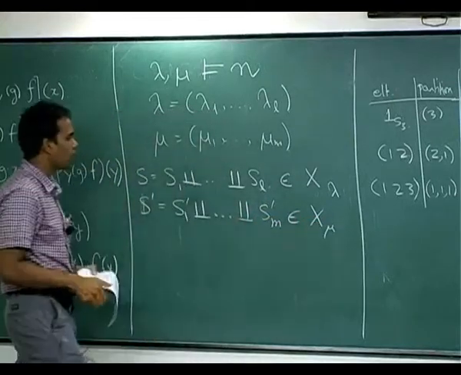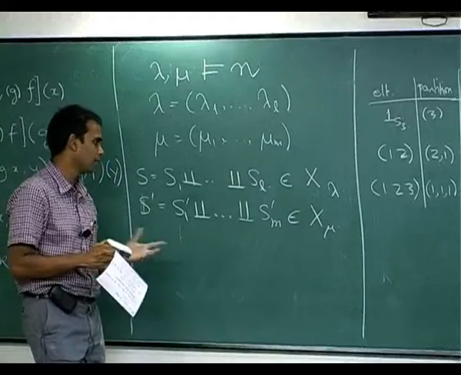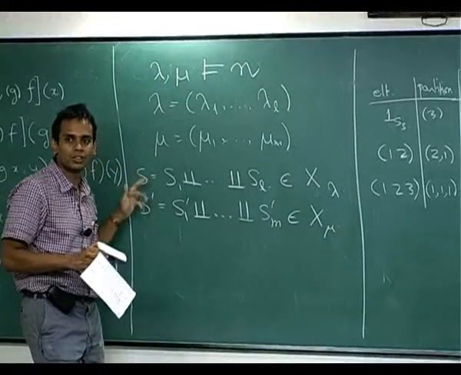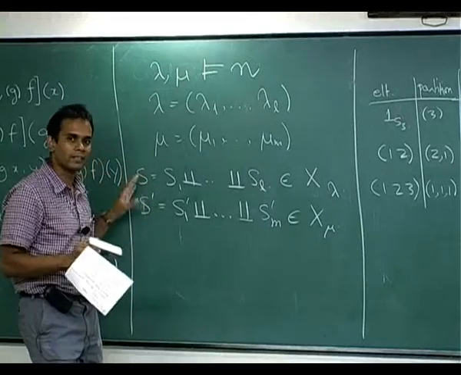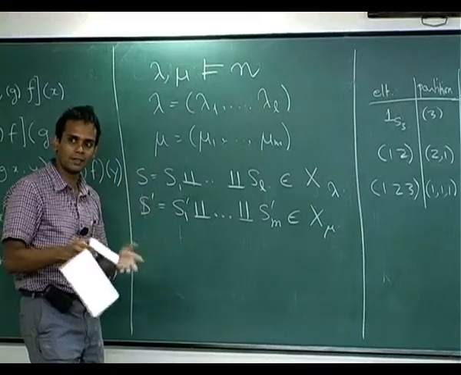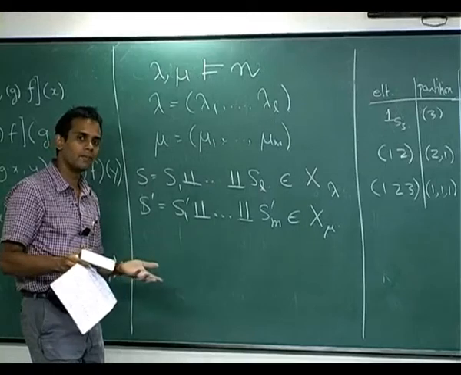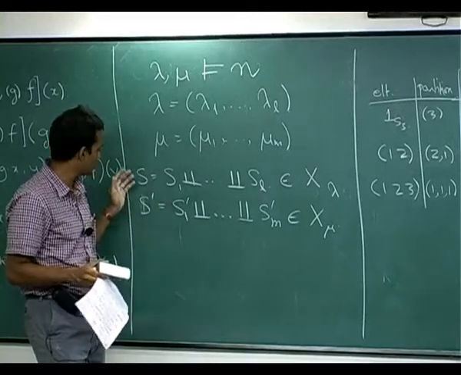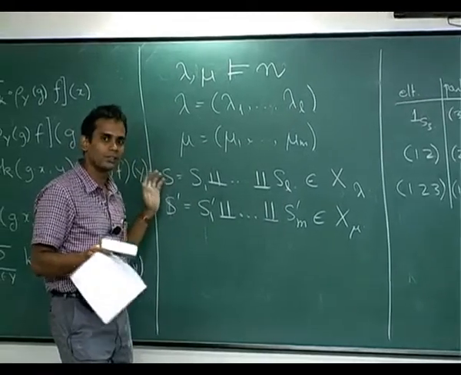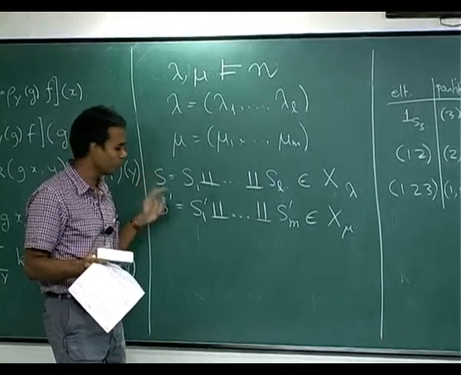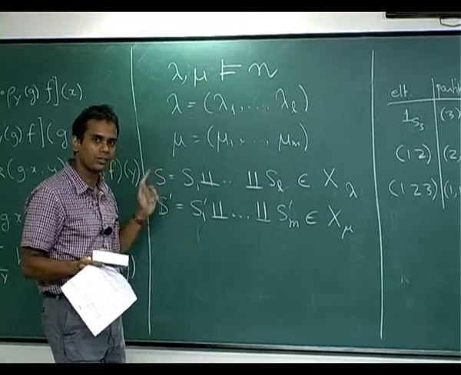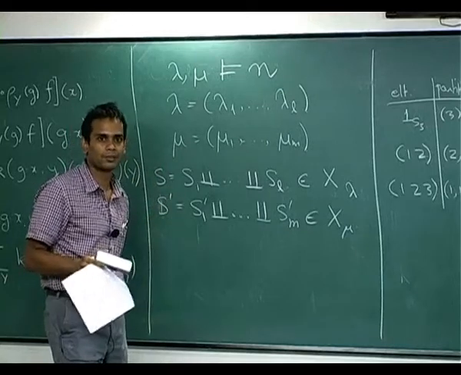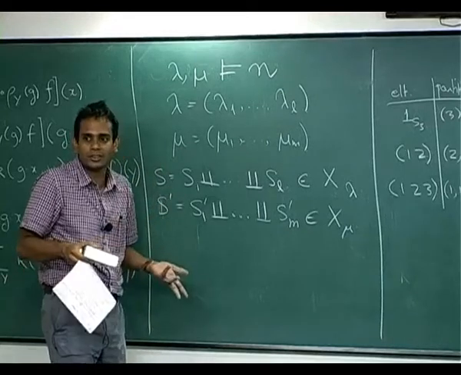So we want to somehow find invariants of the relative position of S and S prime, so that given two such pairs S and S prime and say another one T and T prime, we can tell whether the relative positions are the same or different. In other words, whether there's an element of the symmetric group which takes S to T and S prime to T prime. So we want to see how we can measure this.